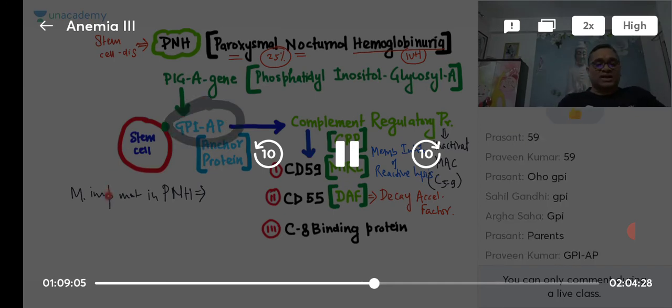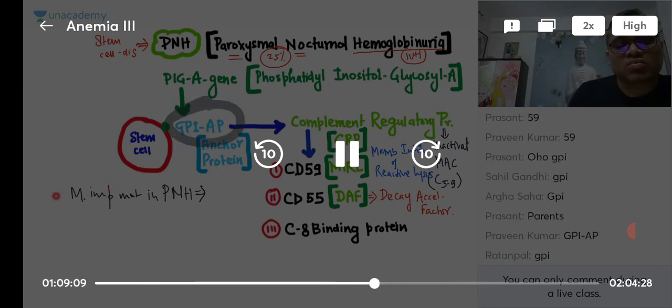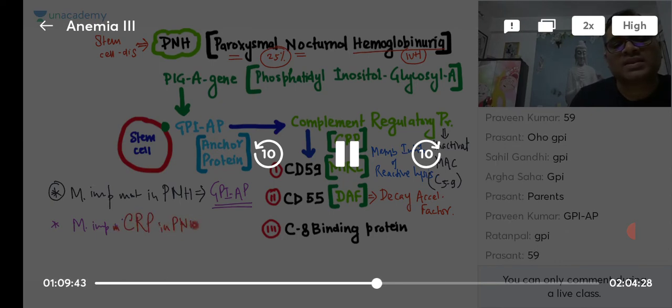Don't say CD59. That is the wrong answer. That's for the other question, right? So that is why I wanted to discuss this point. So when the examiner asks about the most important mutation, that means overall, and overall the most important mutation is the GPI anchor protein. Okay, number one. Number two, see the language now. Most important complement regulatory protein in PNH. If asked about the most important mutation among the complement regulatory proteins in PNH, then your answer should be CD59. Now I hope you have got a clear idea about the language.